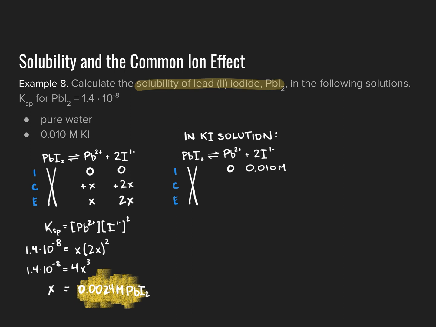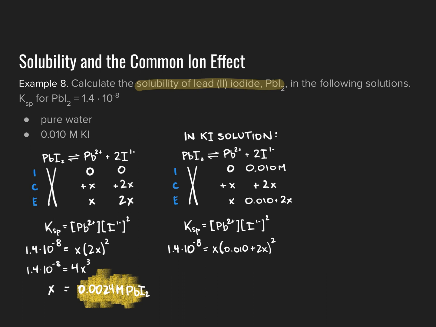And now we can, again, define the changes in concentration. It would be a plus x moles per liter for the lead-2 ion and plus 2x moles per liter for the iodide ion, yielding equilibrium concentrations of x and 0.010 plus 2x molar for the lead ion and the iodide ion, respectively. And from here, just as we did before, let's plug those equilibrium concentrations into our Ksp expression. The Ksp value of 1.4 times 10 to the negative 8th is now equal to my x value times 0.010 plus 2x quantity squared.